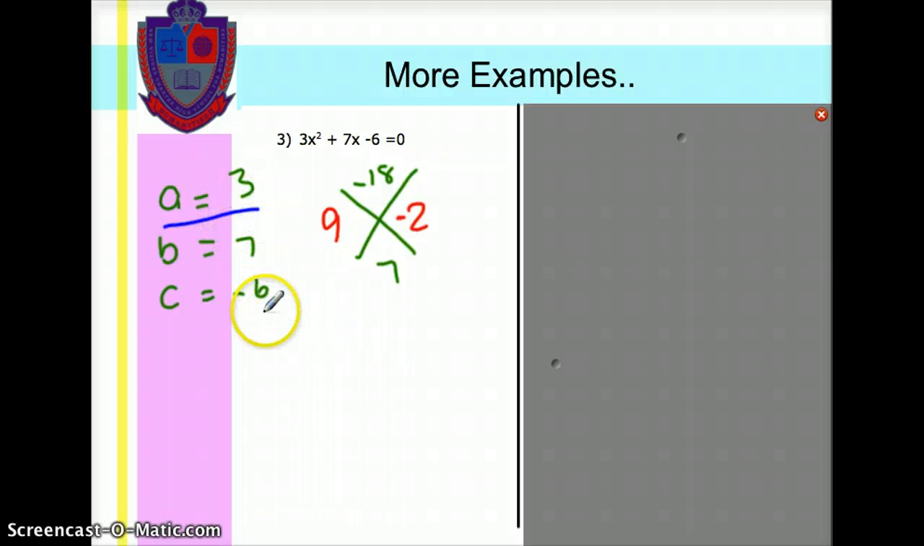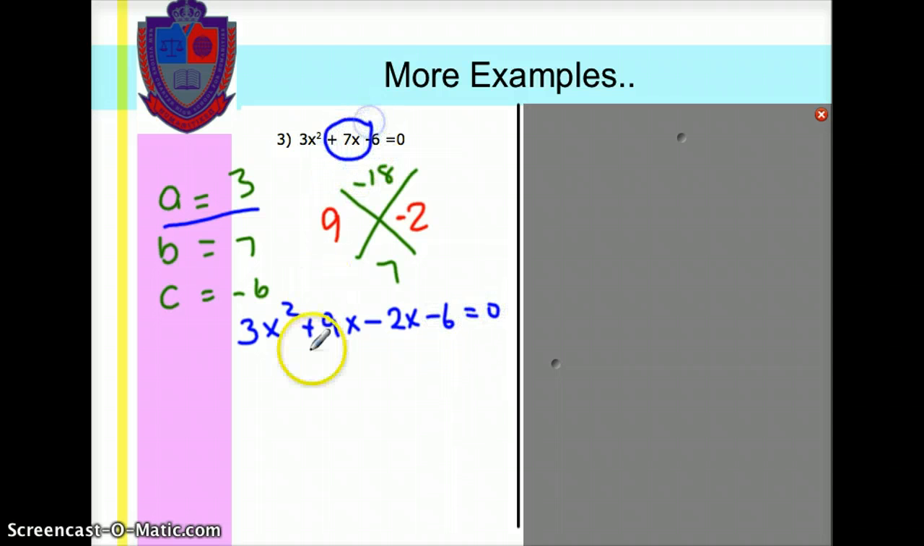So what do we do? We have to replace it. Yes, we replace our b term. Remember this from unit 1. All I'm doing is replacing my b term, which is a plus 7x, with plus 9x minus 2x, which is the same thing. Then after I do that, I'm going to factor out, just like we've been doing.